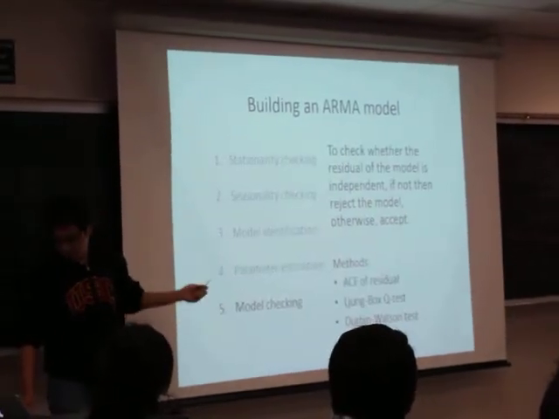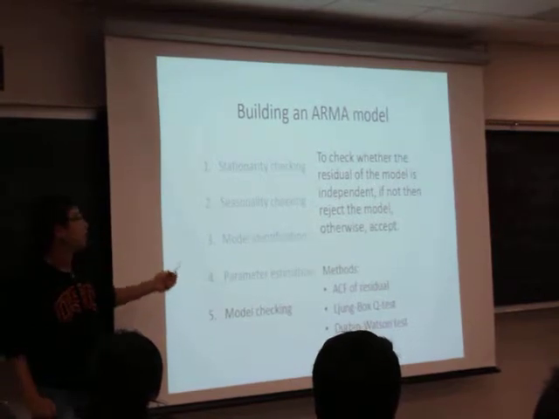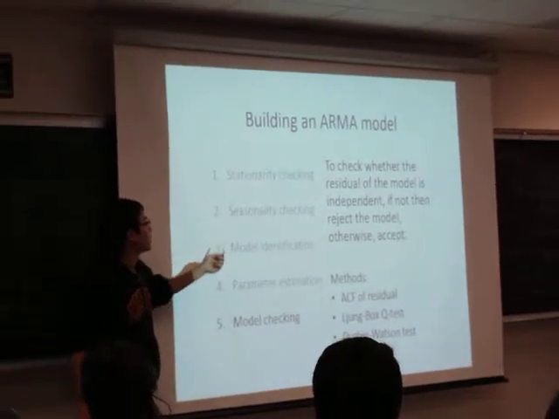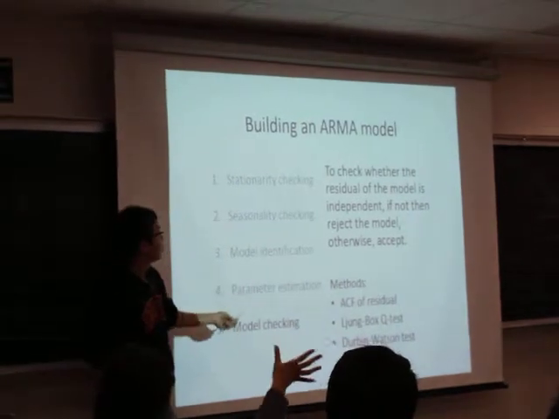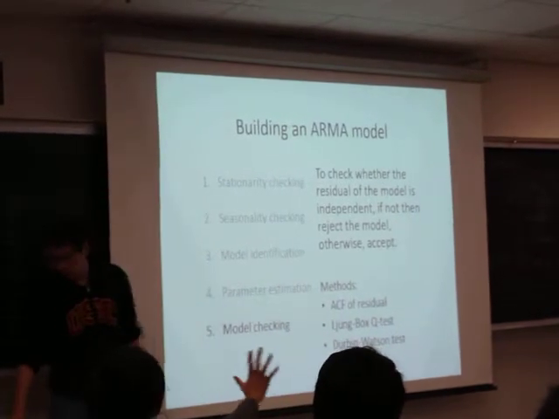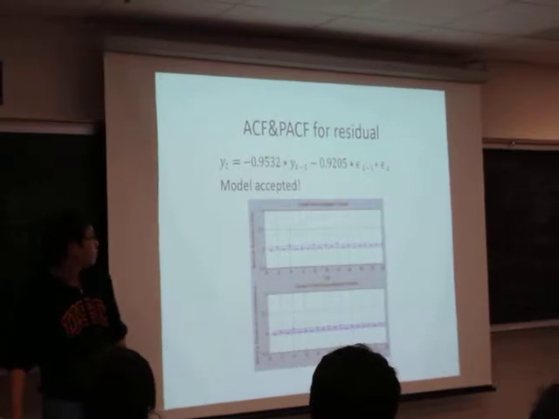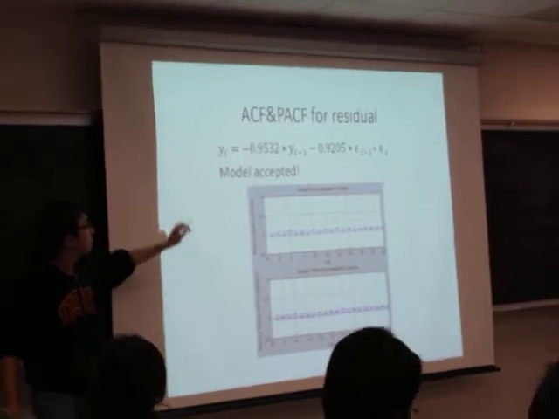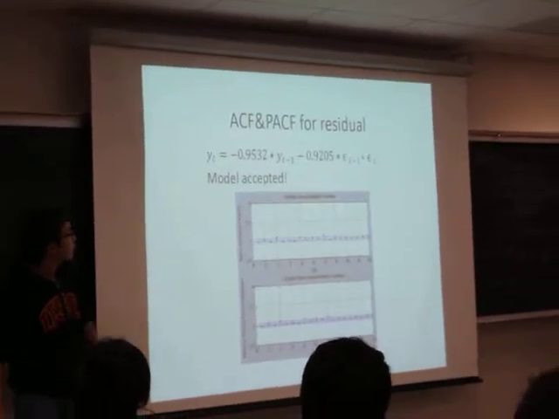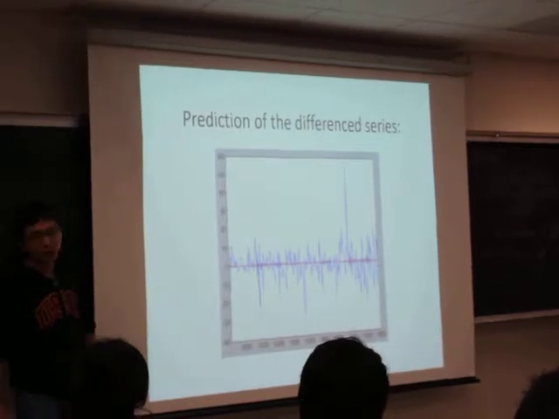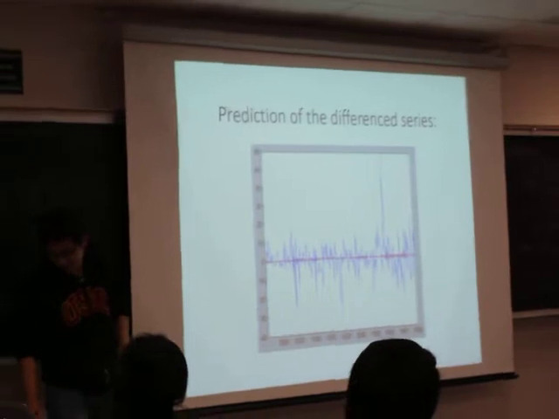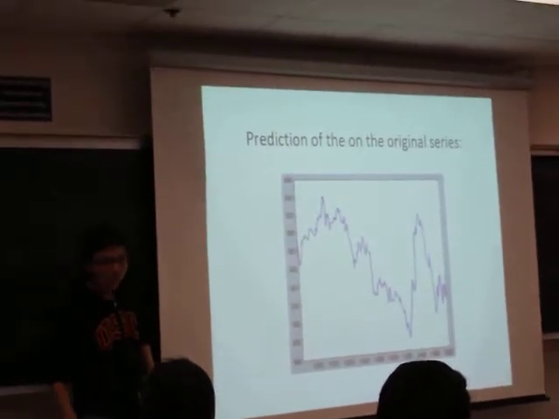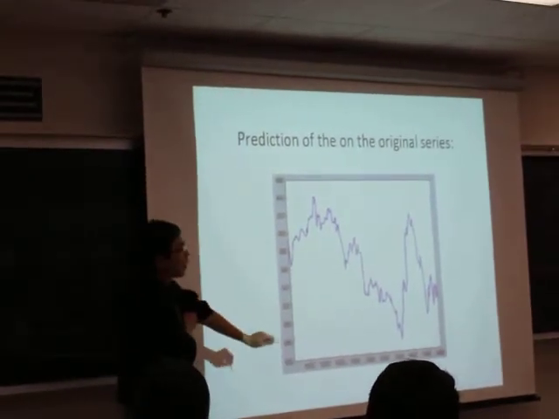The last step is to check whether the residuals are independent. We can use these three methods to do the checking, and we did all three of them, and it passed the check. So far so good. Here is our prediction. It's horrible. A lot of money.